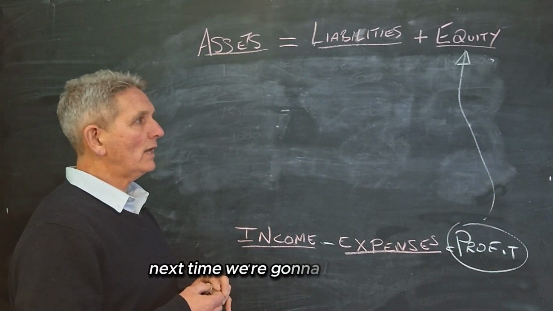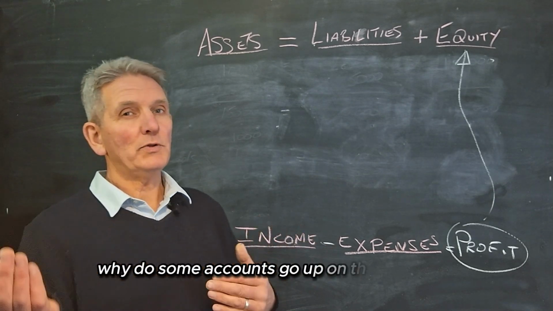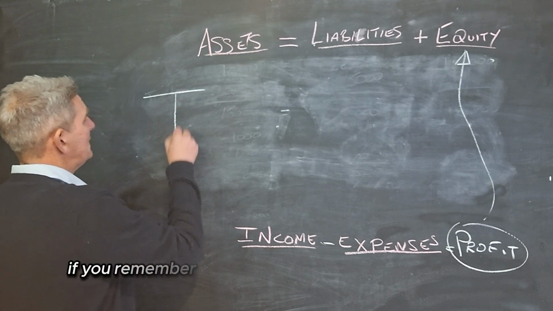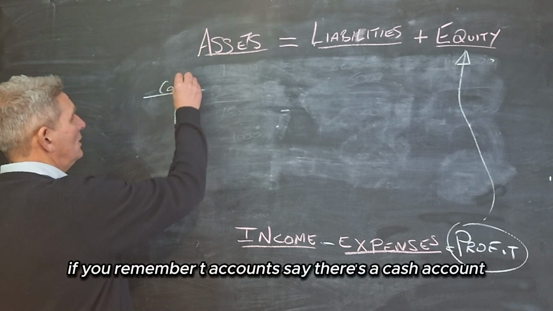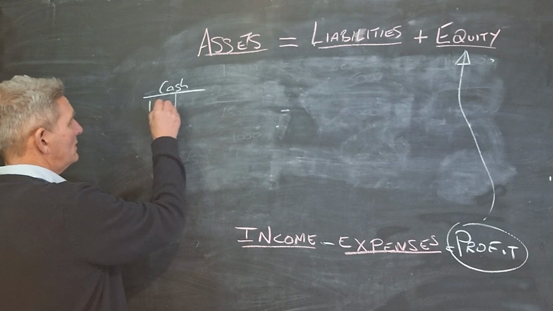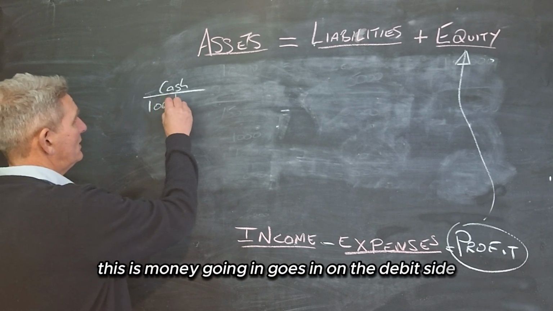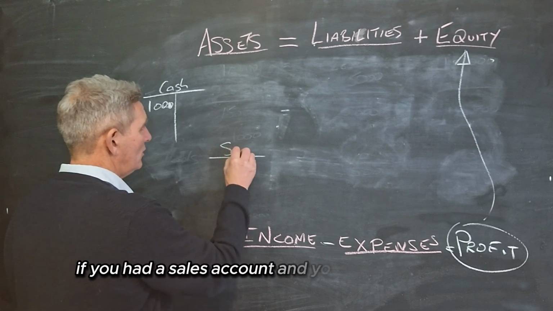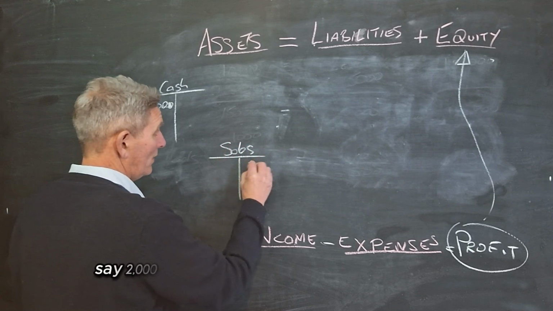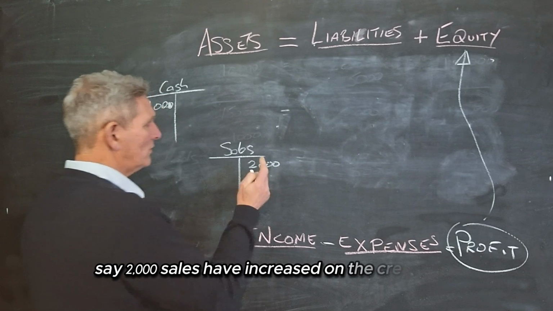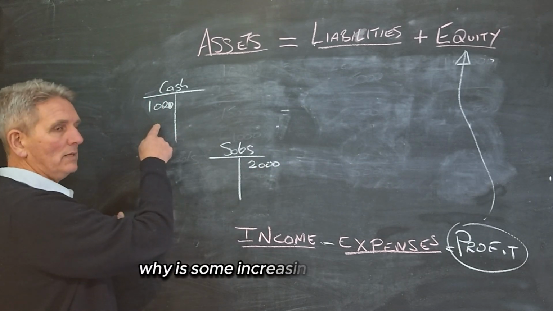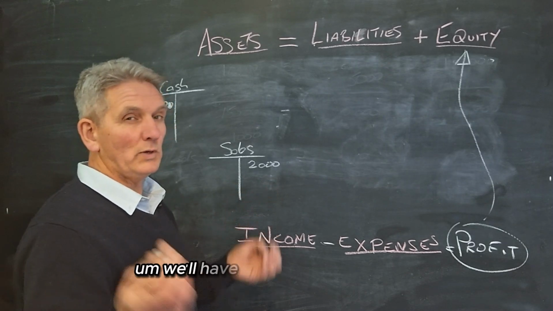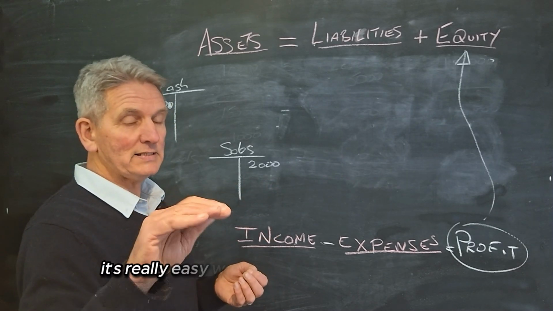Next time we're going to look at why some accounts go up on the debit side, some on the credit side. If you remember the T account, say there's a cash account. If you have money going in, it goes in on the debit side, that increases your cash balance. If you had a sales account and you made some sales, say 2,000, sales have increased on the credit side. Why is some increasing on the debit, some on the credit? Debit, credit. We'll have a look at that next time. It's a really easy way to remember.